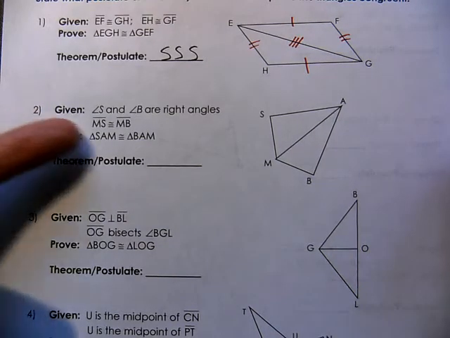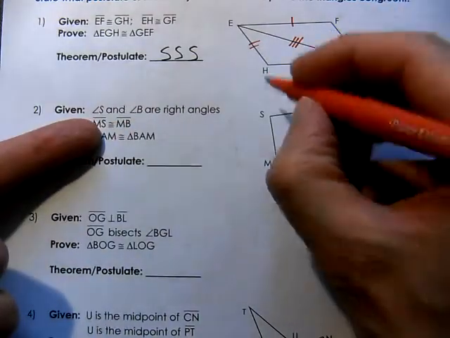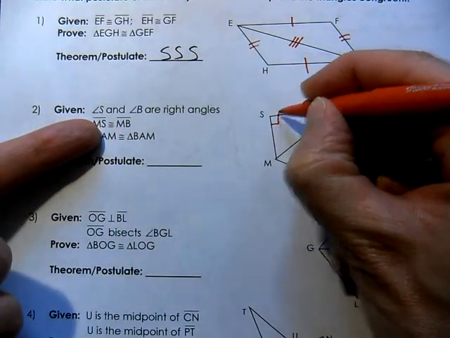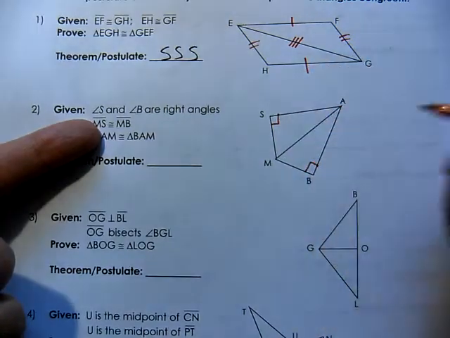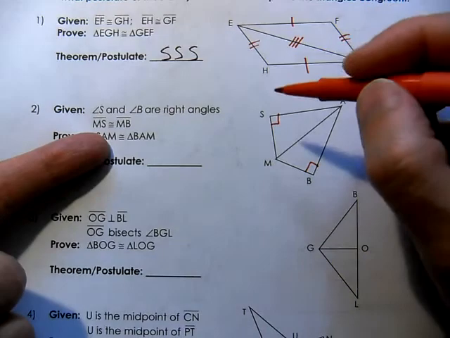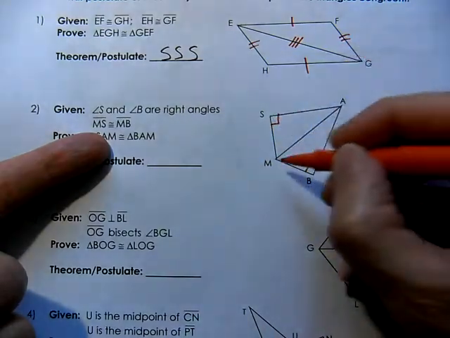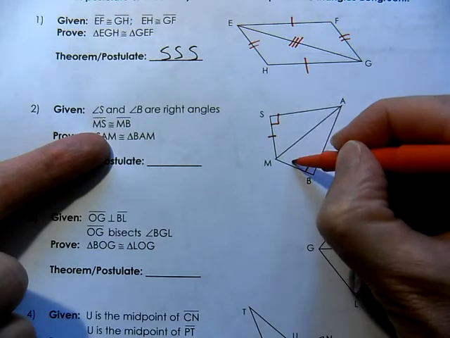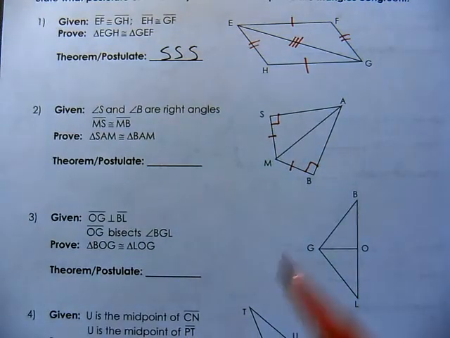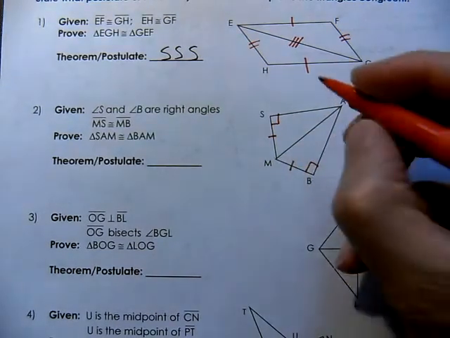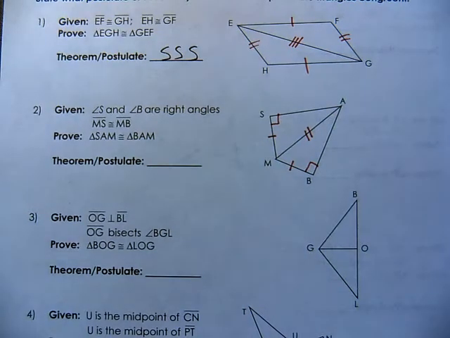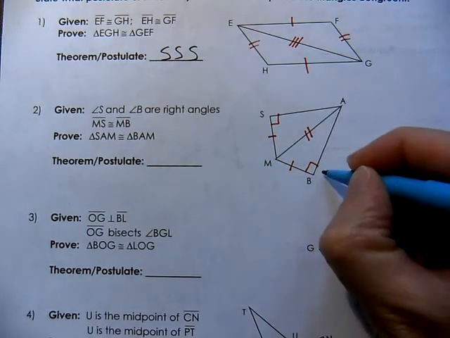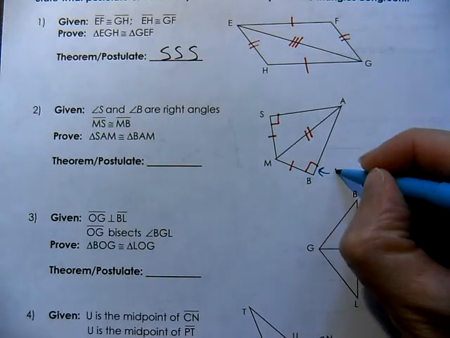First, here we have in number 2, we're told that angle S and angle B are right angles. Now, we know right angles are congruent, so that would be a pair of congruent angles. We're also told that segment MS is congruent to segment MB, so I'm giving that the tick mark. Okay, that's all the given information. We want to prove these two triangles are congruent. Is there anything else we can add? Again, there's that shared side, so yes, we can. There it is.